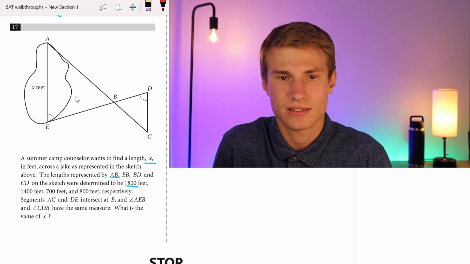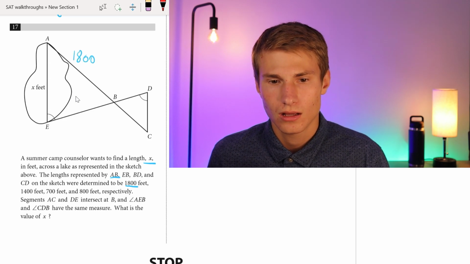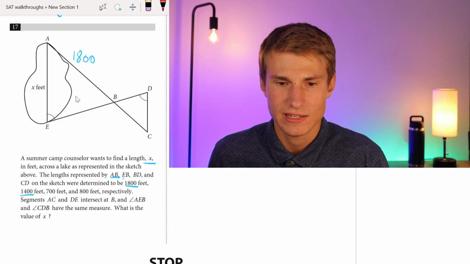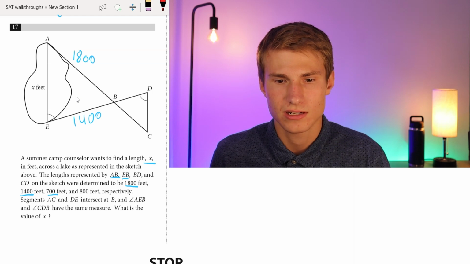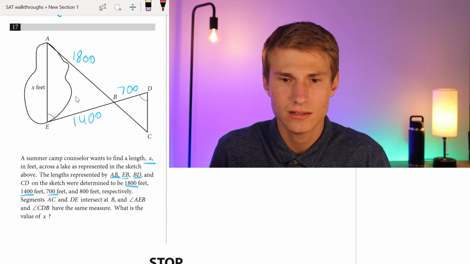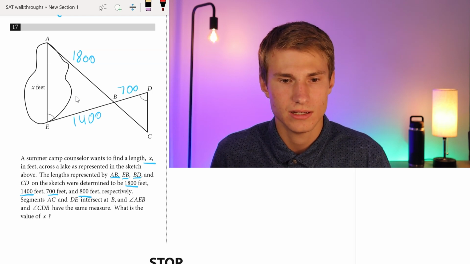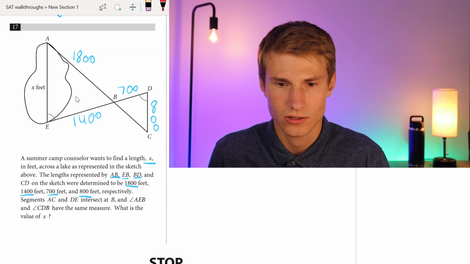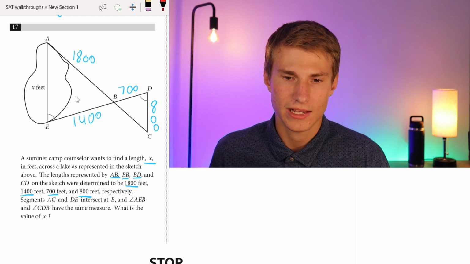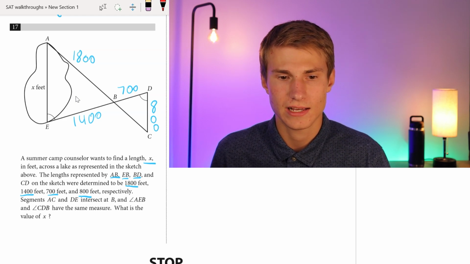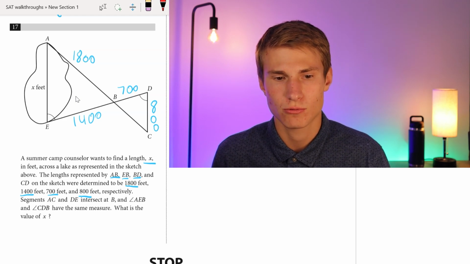So I've got AB is going to be 1,800. And then I've got 1,400 feet is going to be E to B. So 1,400 will be here. Then I've got 700 is going to be BD. So I'll mark that there. And then I've got 800 is going to be CD. So 800 will be right there, respectively. Segments AC and DE intersect at B, and angle AEB and angle CDB have the same measure. What is the value of x?